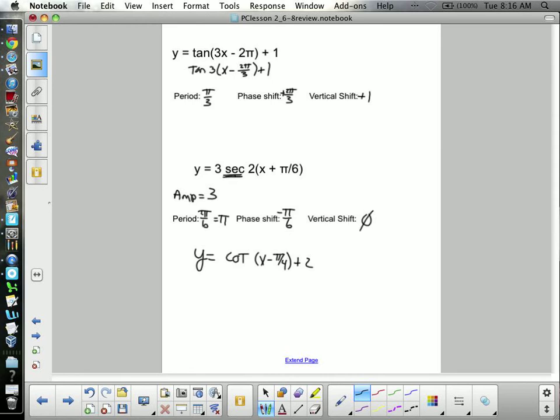Let's look at that one for a second. So no number there. So period is pi over b, which is just pi over 1, because b is 1. Right? Okay. And then I'd have a phase shift of positive pi over 4 and a vertical shift of plus 2. Right? So if there's no number here, we just assume b is 1. We have a normal period. Anything else? Good question.